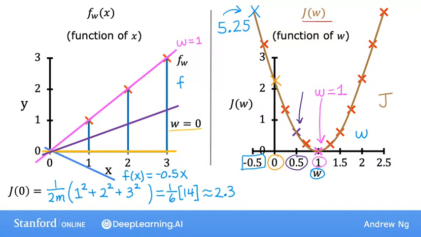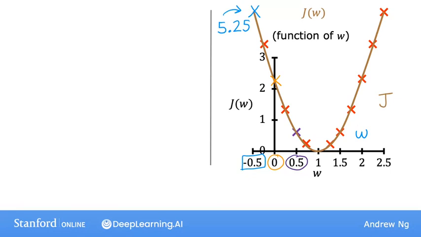Given this, how can you choose the value of w that results in the function f fitting the data well? Well, as you can imagine, choosing a value of w that causes j of w to be as small as possible seems like a good bet. J is the cost function that measures how big the squared errors are, so choosing w that minimizes these squared errors, makes them as small as possible, would give us a good model.